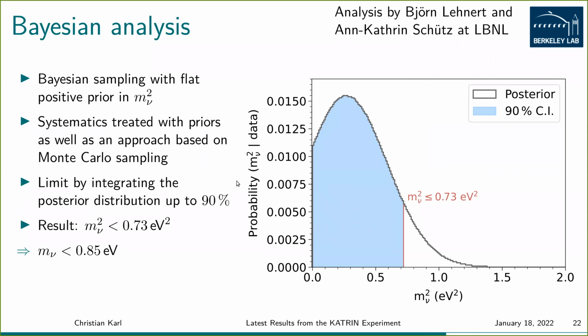We then achieve an upper limit here by integrating the posterior distribution up to 90%, as shown on the right. And this results in m squared being less than 0.73 or m less than 0.85 eV, which is quite similar to the frequentist limit.